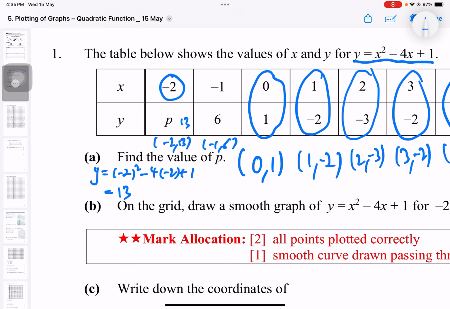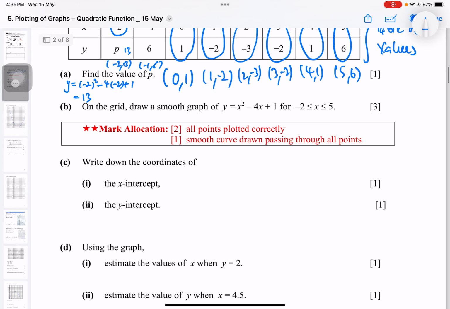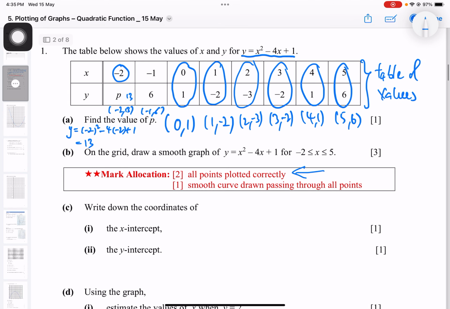So we are supposed to draw the curve on the graph paper. I reiterate again: if all points are plotted correctly, you will get 2 marks. And 1 mark is given for the smooth curve drawn passing through all the points. I reiterate, all the points.